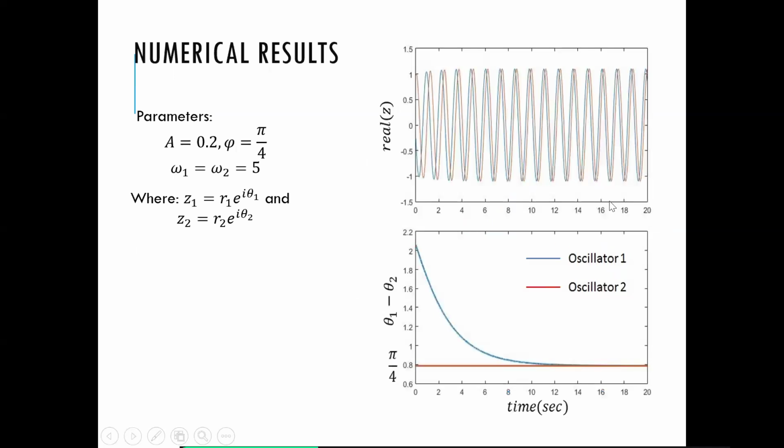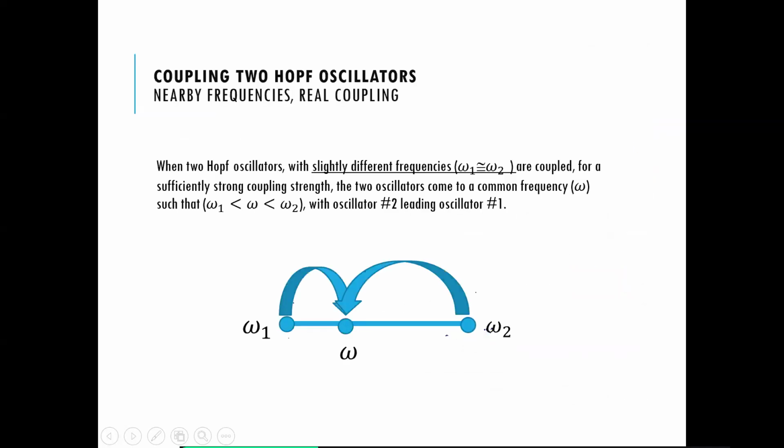You can see this in a simple numerical example. So here I chose A equal to 0.2 and phi equal to pi by 4. That means I want the phase difference to be equal to pi by 4. Initially I start at some random phase difference. Theta 1 minus theta 2 is the phase difference. Initially it's some 2 radians or something. After some time it will settle down at pi by 4. You can see that in the oscillation also at the top. So we're able to achieve arbitrary phase difference.